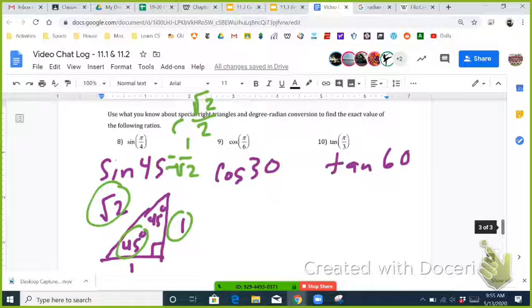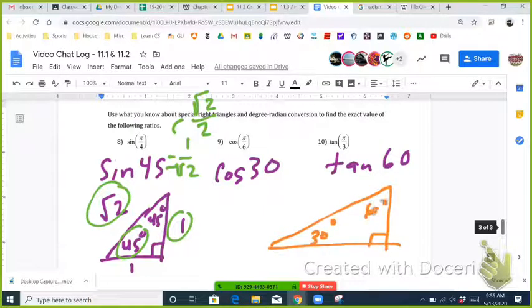Alright, for the other two, we're going to do 30, 60, 90 triangles. So that angle's 30 and that angle's 60. Alright, I can make any of these sides any length that I want. So I'm going to make my life easy. I'm going to make that side 1, the shortest side. Which means the hypotenuse is going to be double that, because that's always the ratio between the short leg and the hypotenuse of a 30, 60, 90.